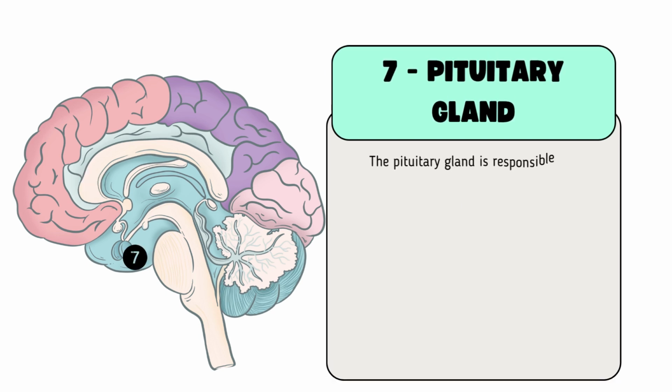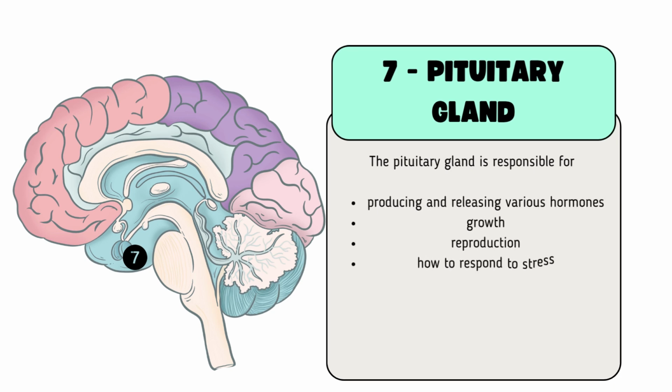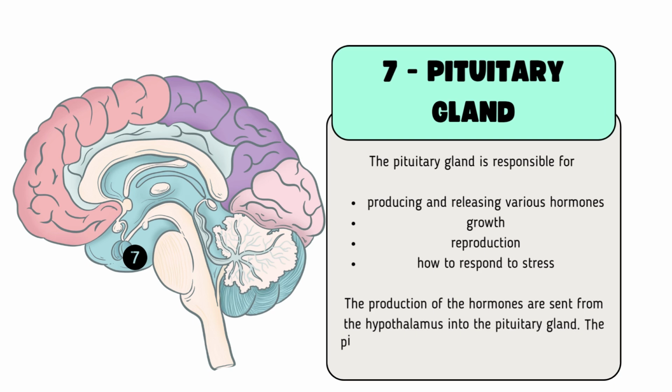The pituitary gland is responsible for producing and releasing various hormones: growth, reproduction, and how to respond to stress. The production of the hormones are sent from the hypothalamus into the pituitary gland. It's the traffic light by regulating the hormone levels by sending signals to other organs and glands.